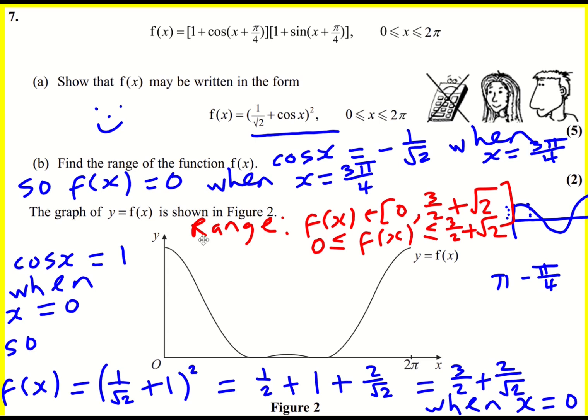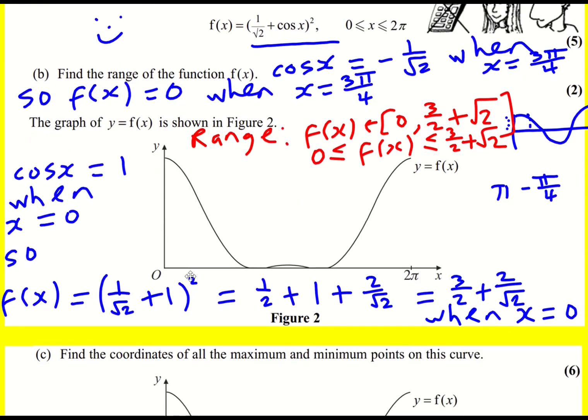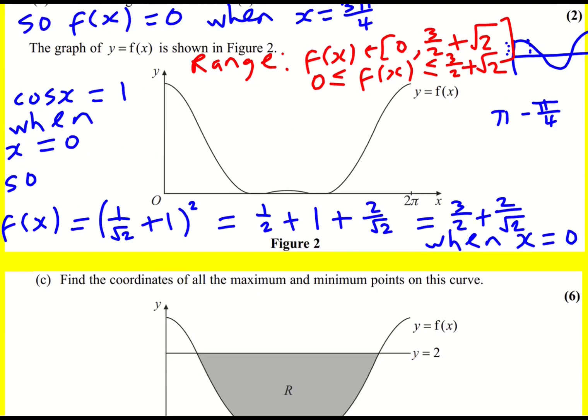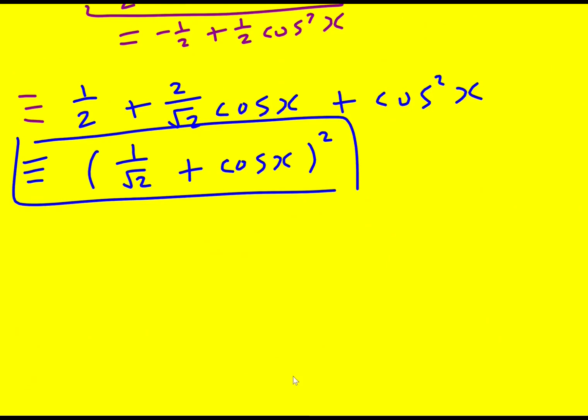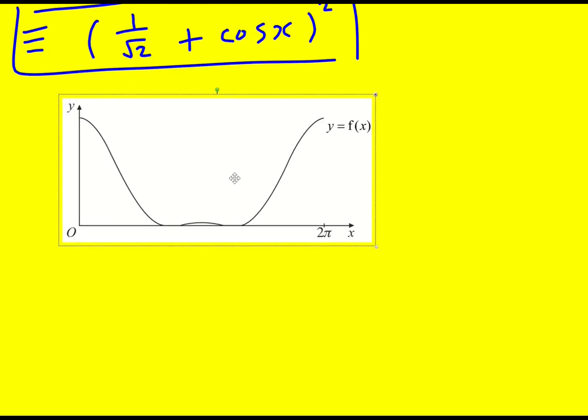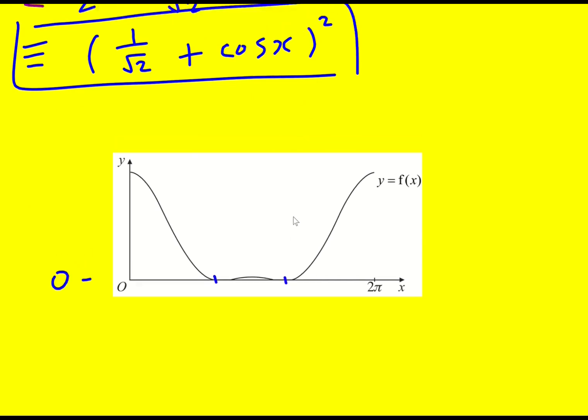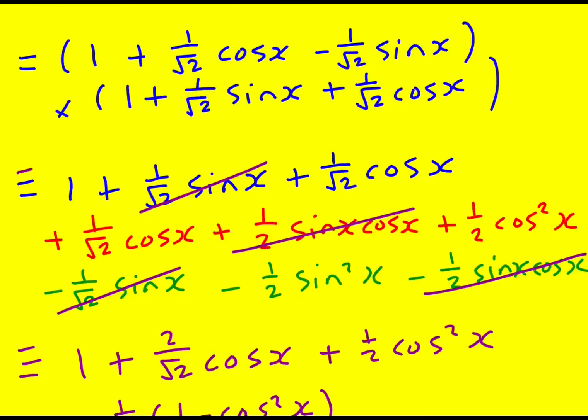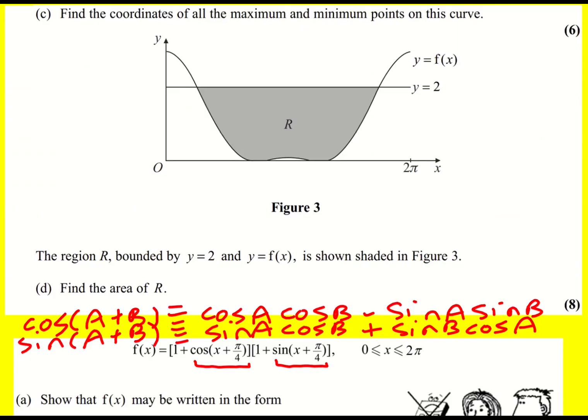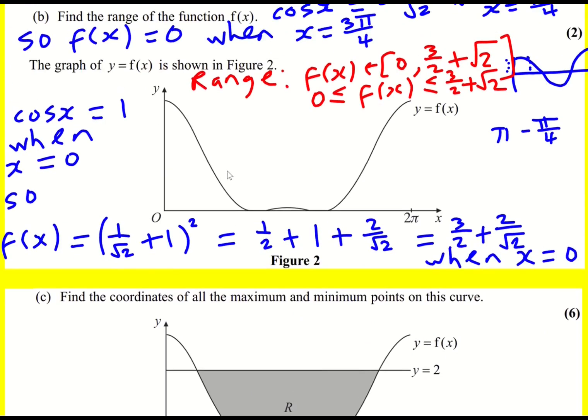In figure 2, we're given a graph of y equals f of x, and we're then asked to find the coordinates of all the maximum and minimum points on the curve. So we've just identified the range, in fact, and we had that it was between 0. Remember, we said it was 0 when x was 3 pi over 4.